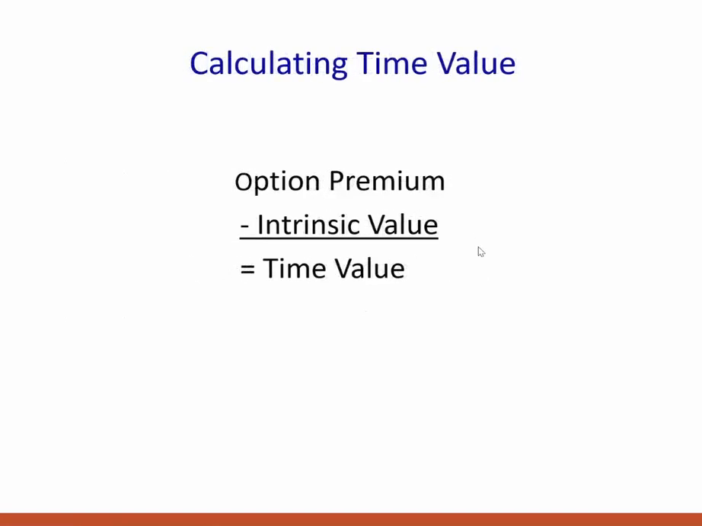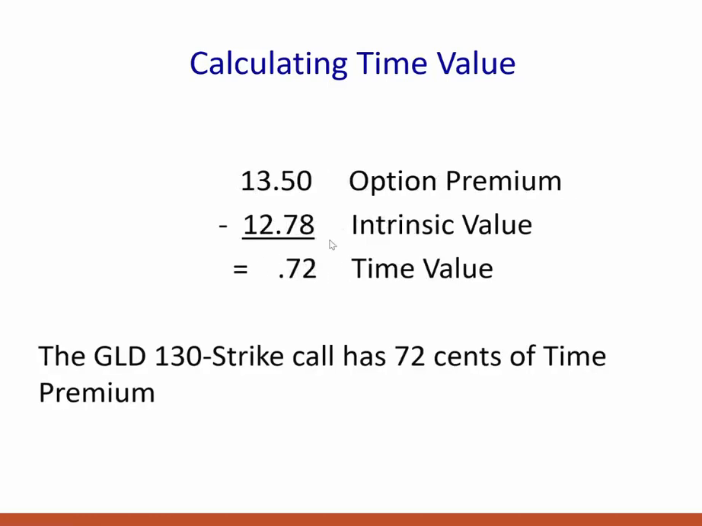And to calculate the time value, we subtract the intrinsic value from the option premium, and that will give us the time value. So in this example, the option premium was $13.50. We calculated the intrinsic value to be $12.78. So if we subtract that $12.78 from $13.50, we come up with a time value of 72 cents. So the GLD 130 strike call has 72 cents of time premium.